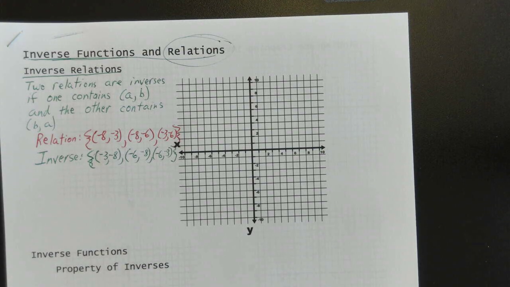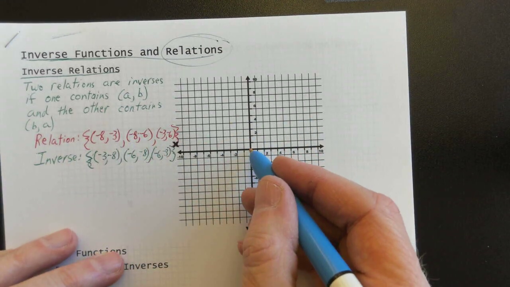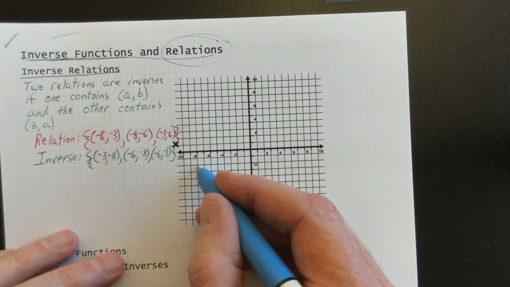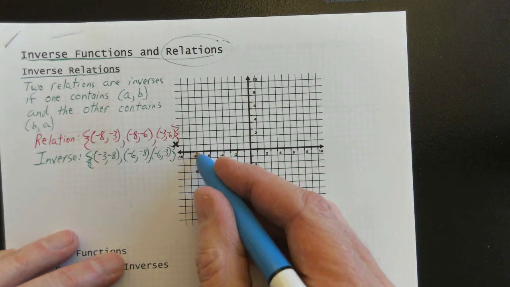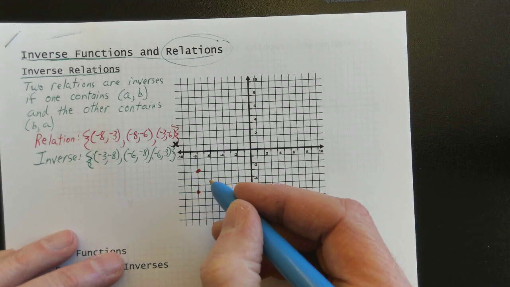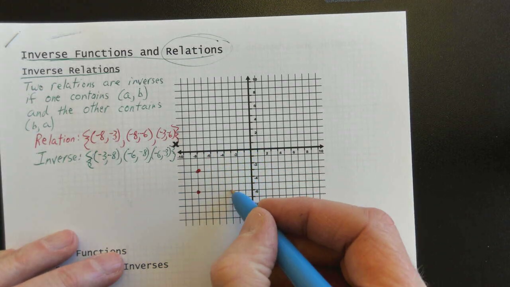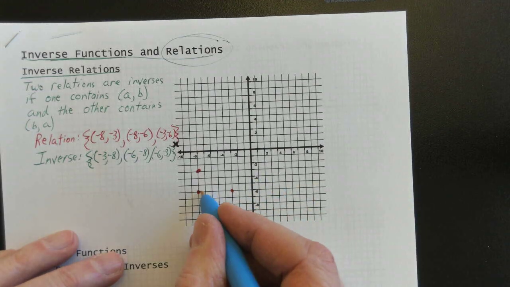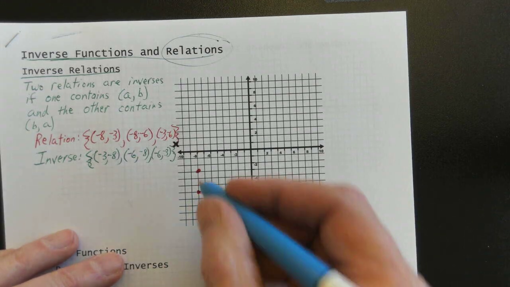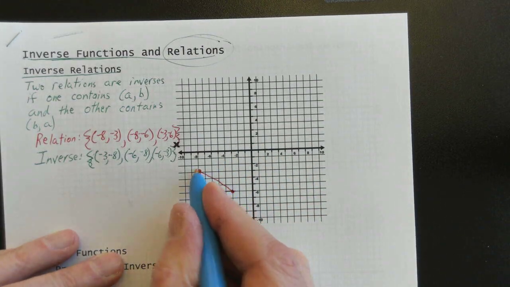So, let's go ahead and graph this relation. (-8, -3), (-8, -6), and (-3, -6). Okay, I'm gonna go ahead and say it's the vertices of a triangle. So I'm going to draw a triangle here, with these vertices.